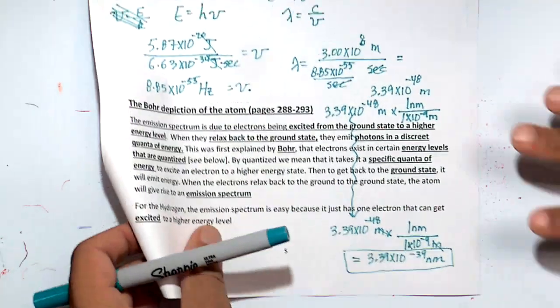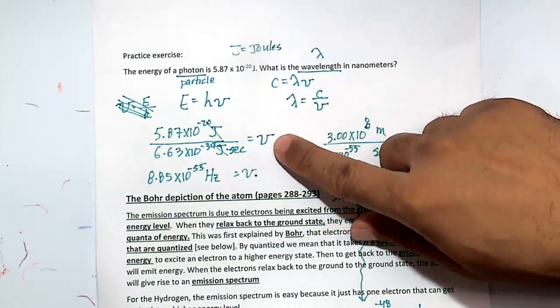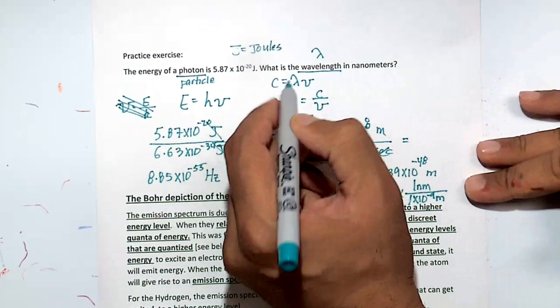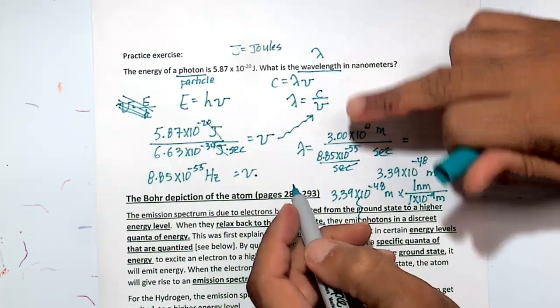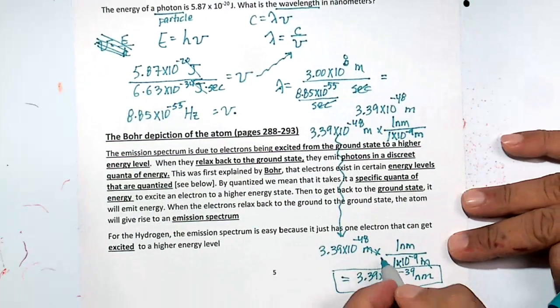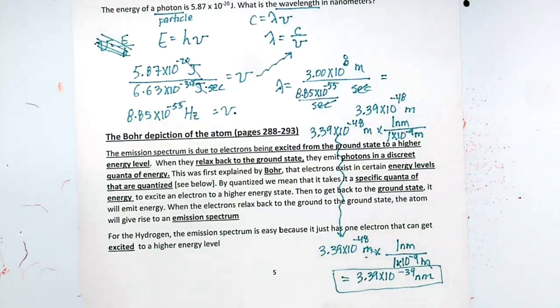So regardless of the calculations, E equals hv, solve for frequency, put the frequency in here, and the speed of light divided by the frequency gives you the wavelength. To get it from meters to nanometers, you're going to have to divide it by 10 to the minus 9, because 1 nanometer is 10 to the minus 9 meters.